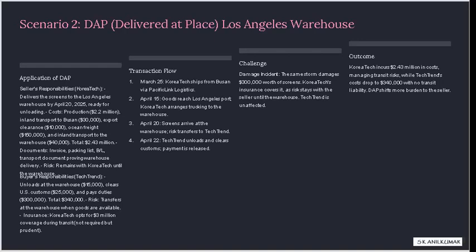The outcome is that KoreaTech incurs 2.4 million in cost, managing transit risk, while TechTrend's cost dropped to 340,000 only, because only customs duty and inward haulage are included. So DAP shifts more burden to the seller. So the seller will have to price the goods accordingly.